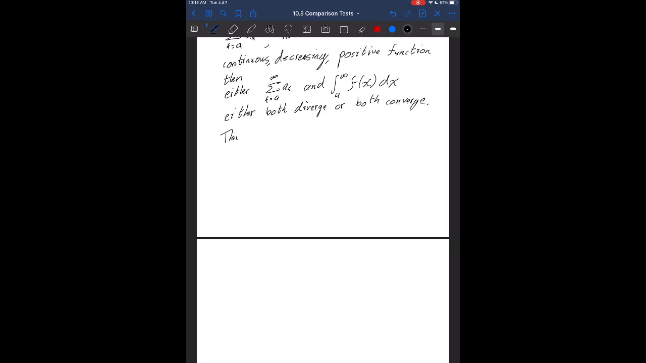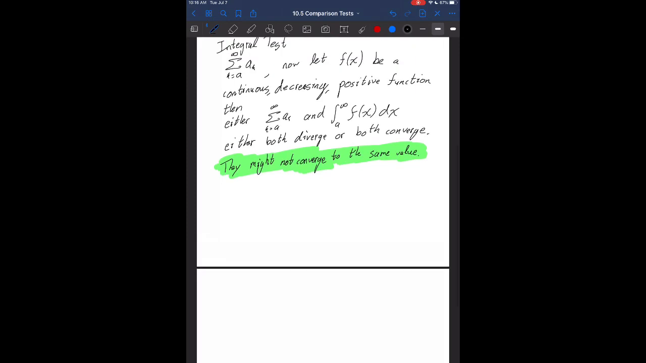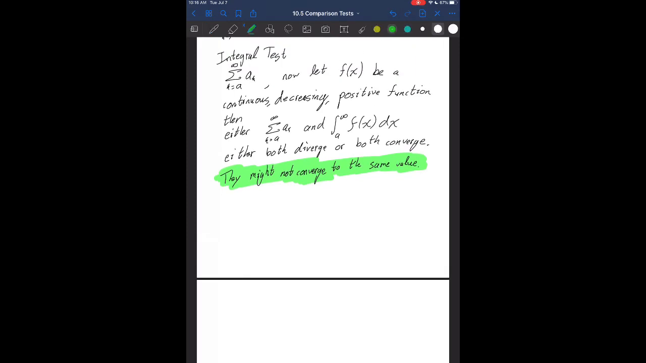Now, one very important thing to note is they might not converge to the same value. And in general, they won't. There's only a very few specific functions where they will actually converge to the same value. So in general, you can just assume actually that they aren't going to. Okay.